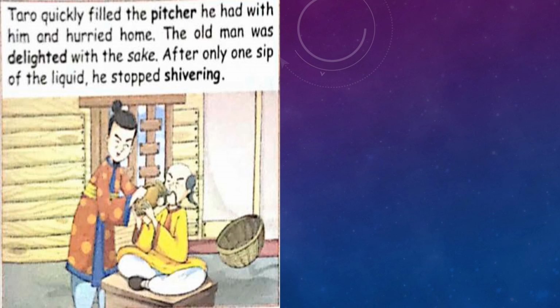So next what happened? Taro quickly filled the pitcher he had with him and hurried home. The old man was delighted with the sake. After only one sip of the liquid, he stopped shivering. So Taro quickly filled the pitcher. What is a pitcher? A pitcher is a big jug kind of, or any container in which you can contain something, you can carry something.